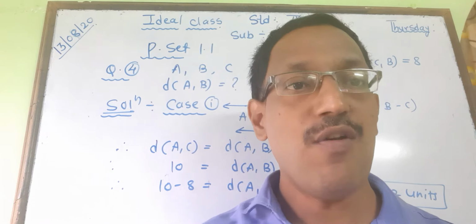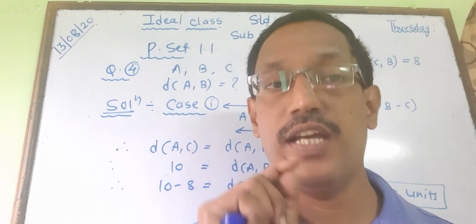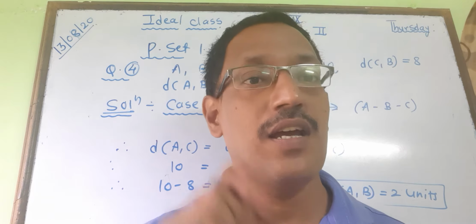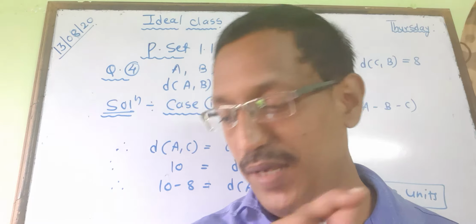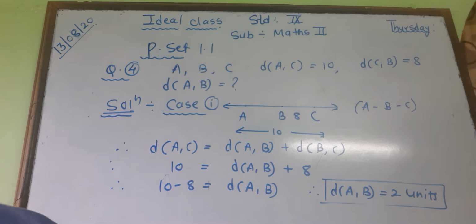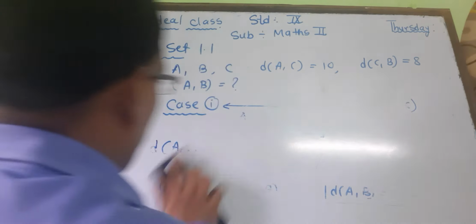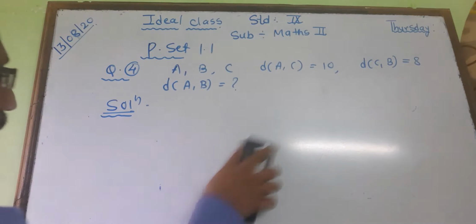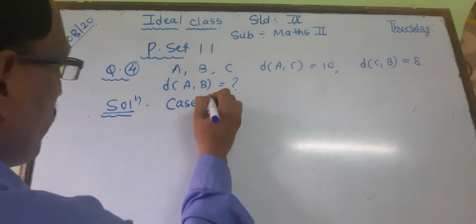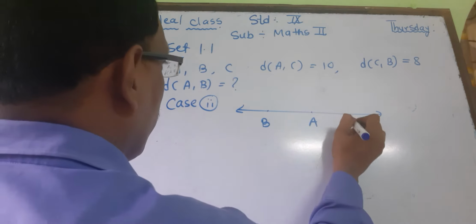Correct, students? Now let us think about the second case. In that case, students, I am taking the A point in between B and C, and let's see what answer we will get for the distance between A and B. So let us take the A point in between B and C. So I am going to rub it out. I hope that you understood this. So we are in case number 2. Let us take points B, A and C.